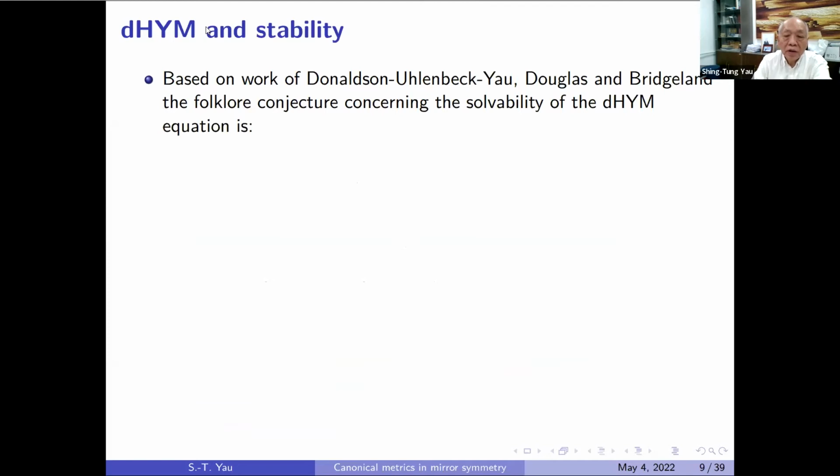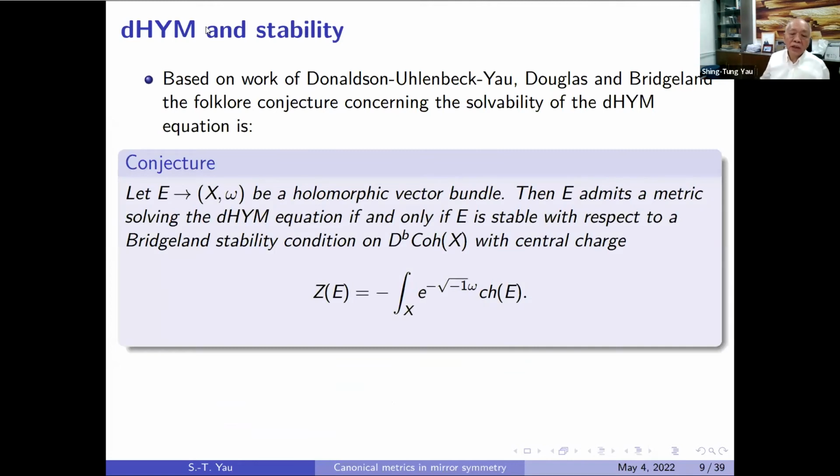So based on the works of Donaldson-Uhlenbeck-Yau here and also Douglas and Bridgeland, the folklore conjecture concerning the solvability of the deformed Hermitian-Yang-Mills equation is the following. Well, at the beginning, not too many people looked at it. Now it's folklore. So let E be a holomorphic vector bundle. Then we claim that E has a metric solving the deformed Hermitian-Yang-Mills equation, namely the equation I wrote down earlier with e^(i theta), if and only if E is stable with respect to some kind of Bridgeland stability condition on the derived category with the central charge defined in this way.